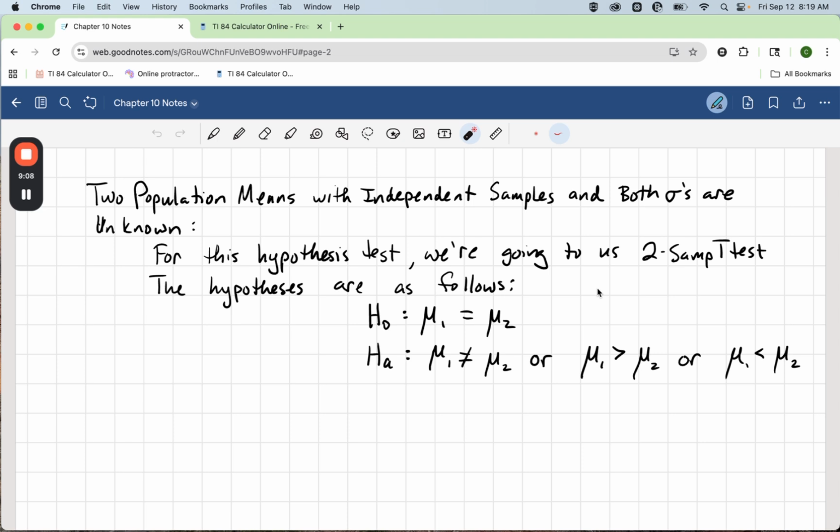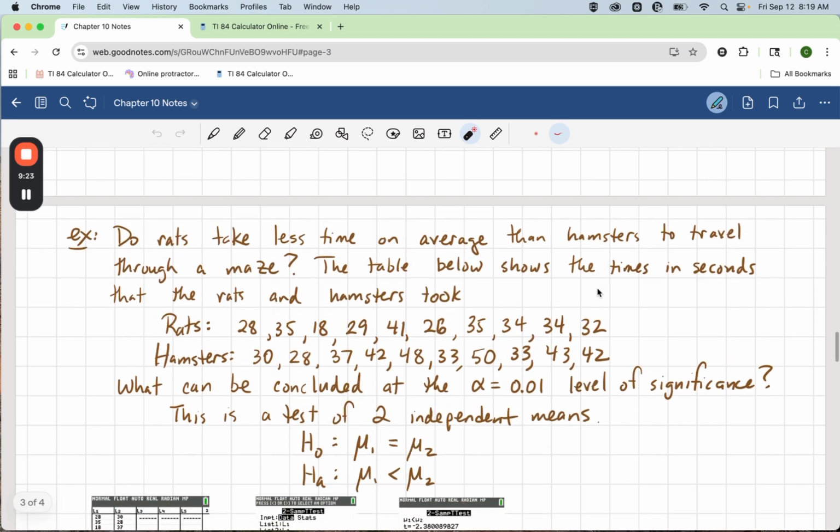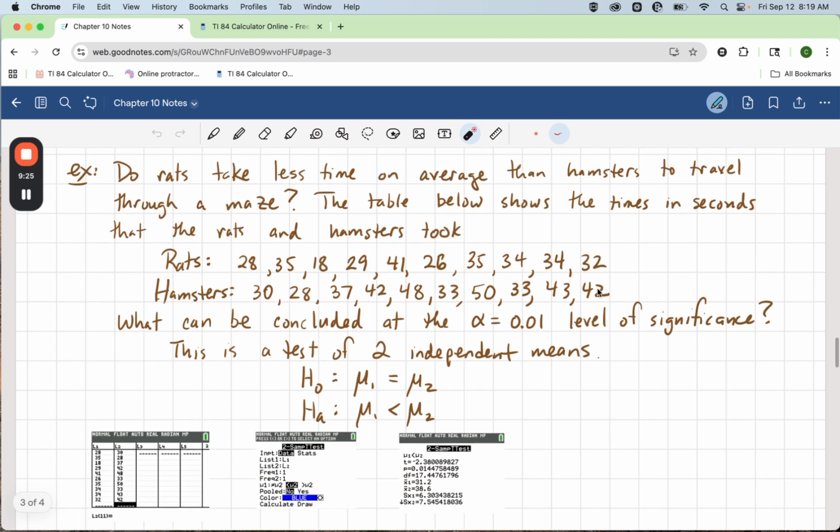So the null hypothesis, as the other one was, is the means are equal. The alternative, the means are not equal, or the mean from 1 is greater than the mean of 2 or less than, okay? So here we go. We're going to do an example. Do rats take less time on average than hamsters to travel through a maze? The table below shows the times in seconds that the rats and hamsters took.